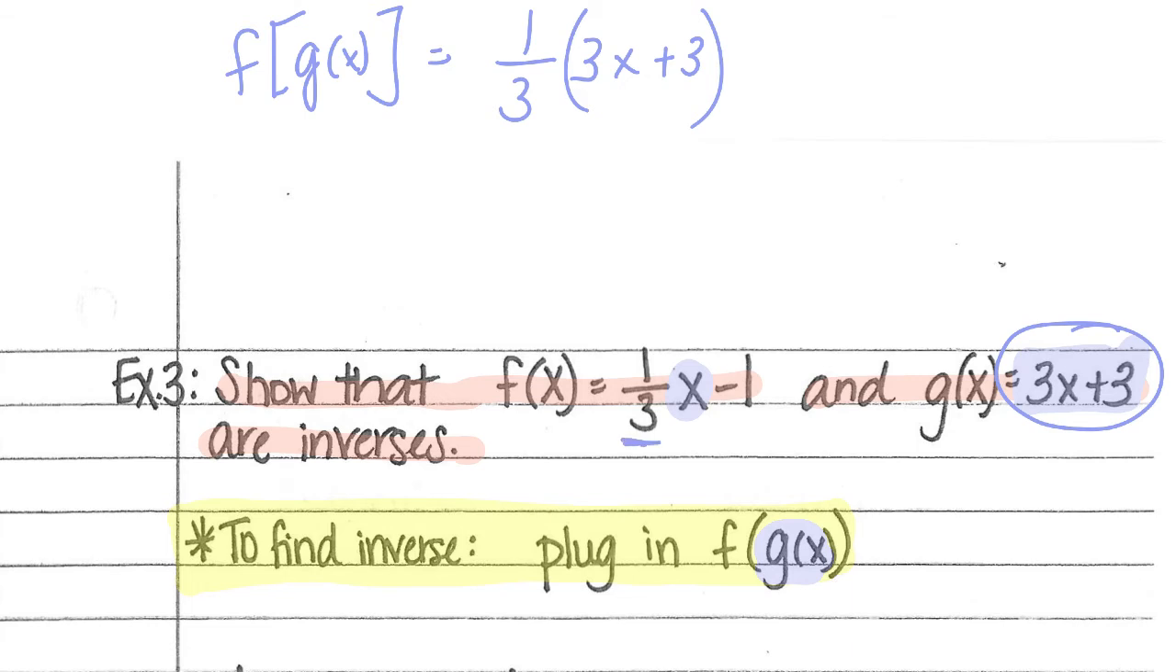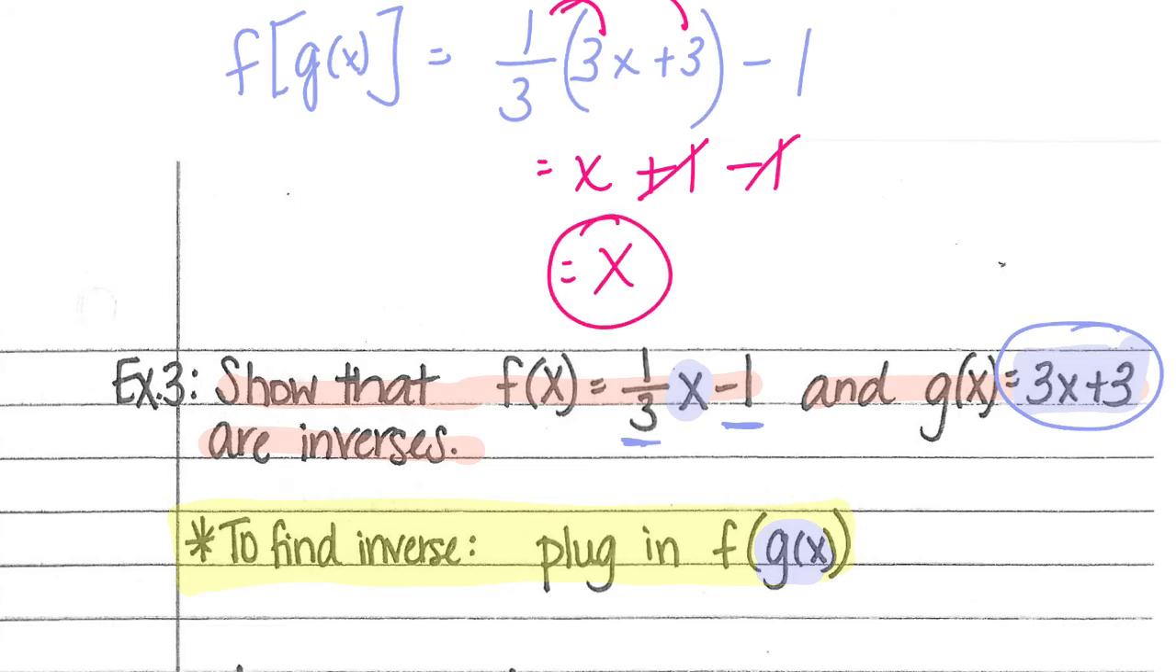And I have 1/3, and now on the opposite side, I need this minus 1. And yes, we do have to distribute. So I get x plus 1 minus 1. So we know that this is equal to just x. That means that this is an inverse. But I'm going to show you one other thing.